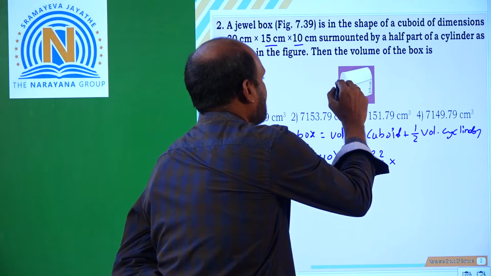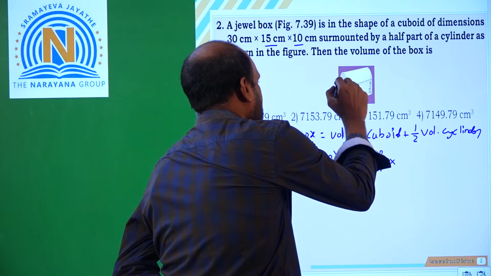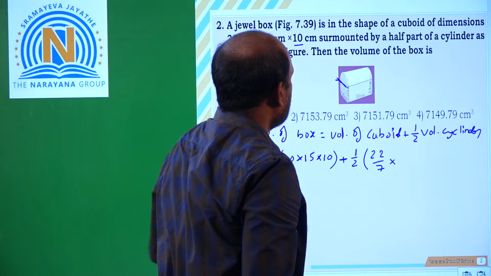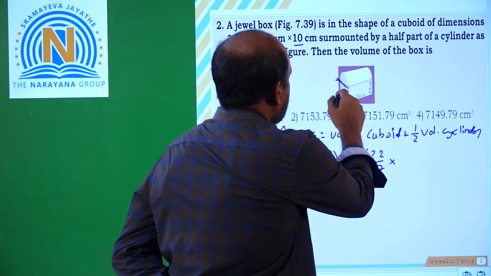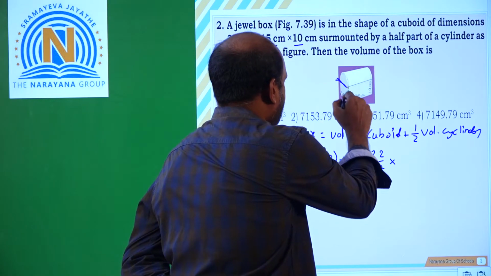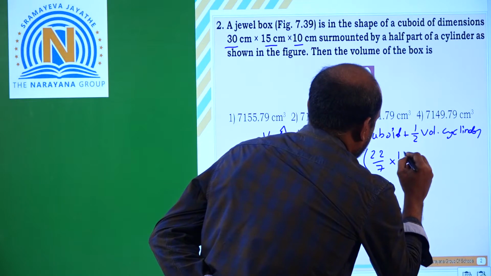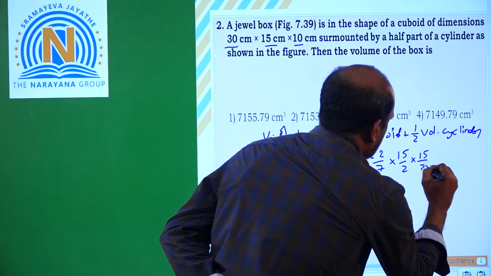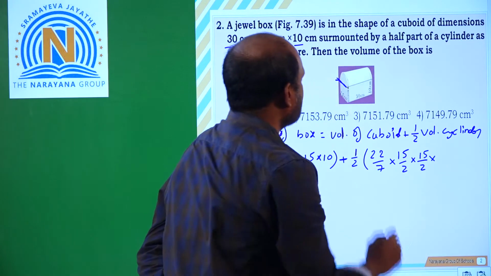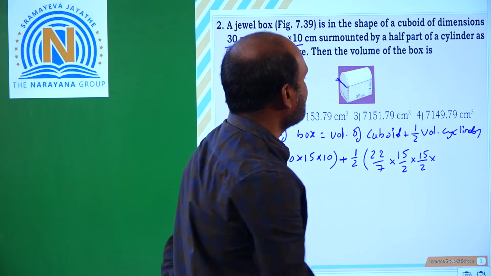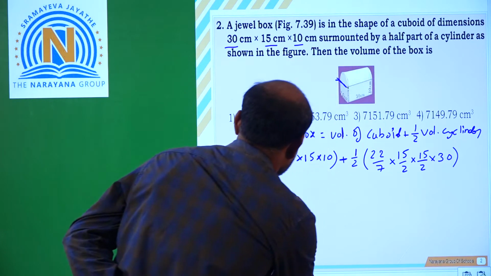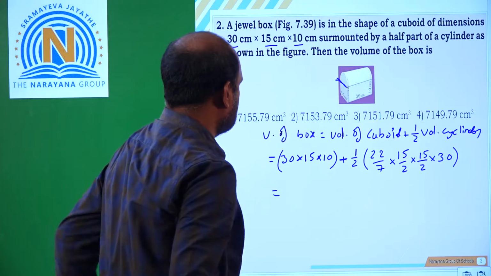Radius is nothing but, see here, this is the diameter of the cylinder. So what is the radius? The diameter is given as 15, right? So the radius is 15 by 2, into 15 by 2, into the height. What is the height? The height is 30 centimeters, into 30.